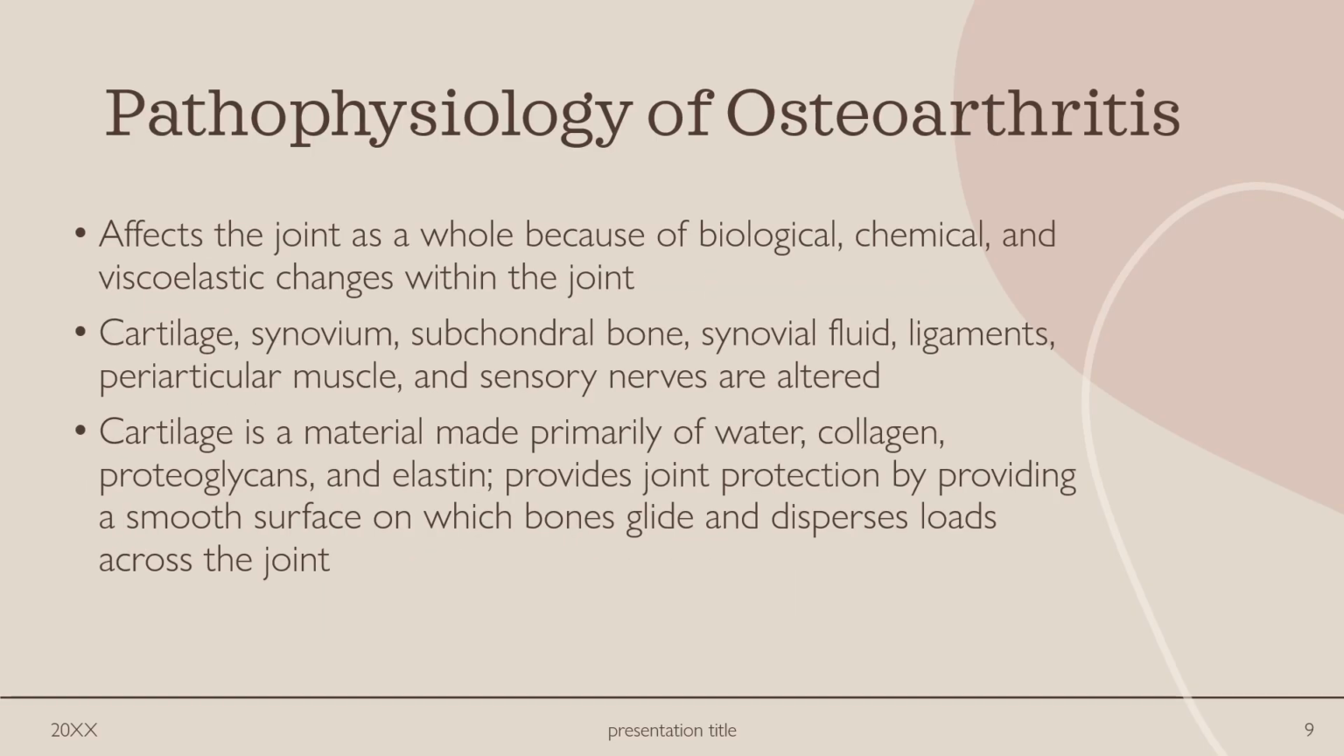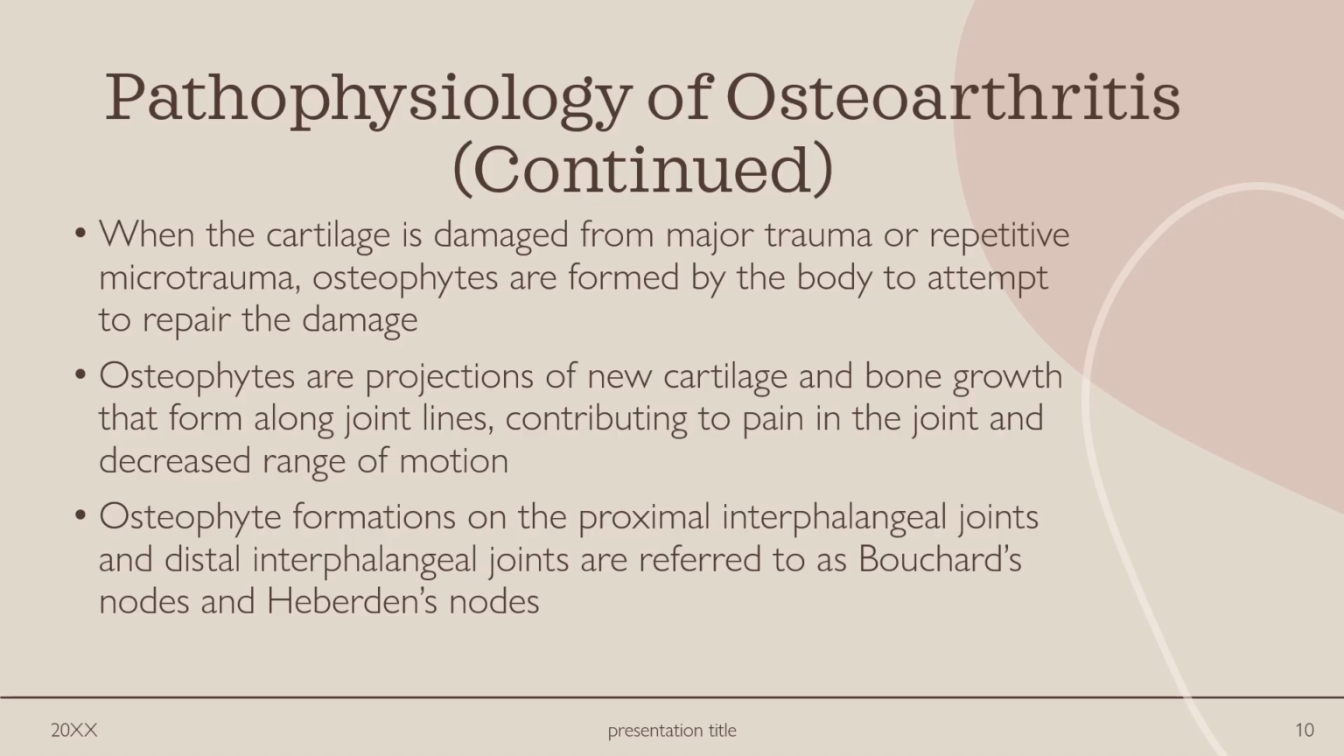So the pathophysiology of osteoarthritis: it will affect the joint as a whole because of biological, chemical, and viscoelastic changes within the joint. Cartilage, synovium, subchondral bone, synovial fluid, ligaments, periarticular muscle, and sensory nerves are altered. Cartilage is a material that is made primarily of water, collagen, proteoglycans, and elastin. This provides joint protection by providing a smooth surface on which bones will glide and disperse loads across the joint.